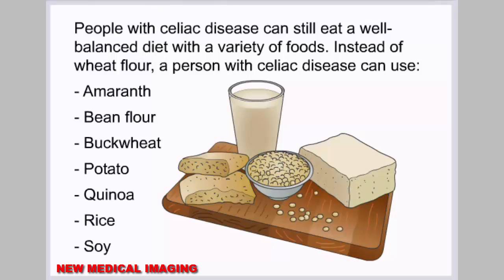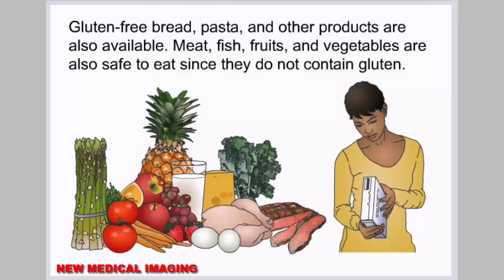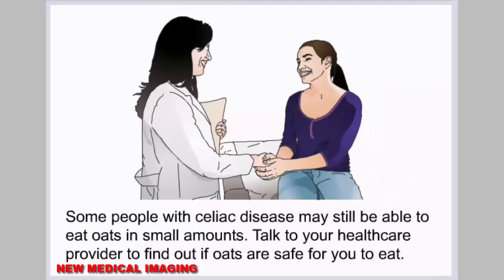Instead of wheat flour, a person with celiac disease can use amaranth, bean flour, buckwheat, potato, quinoa, rice, soy. Gluten-free bread, pasta, and other products are also available. Meat, fish, fruits, and vegetables are also safe to eat since they do not contain gluten. Some people with celiac disease may still be able to eat oats in small amounts. Talk to your healthcare provider to find out if oats are safe for you to eat.